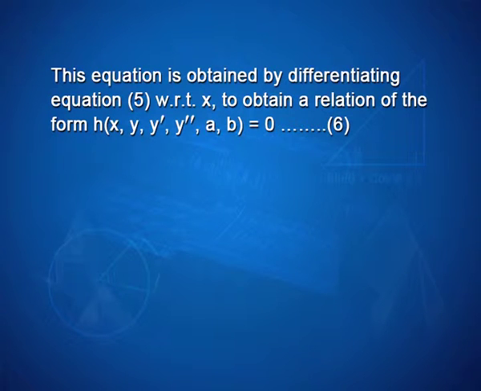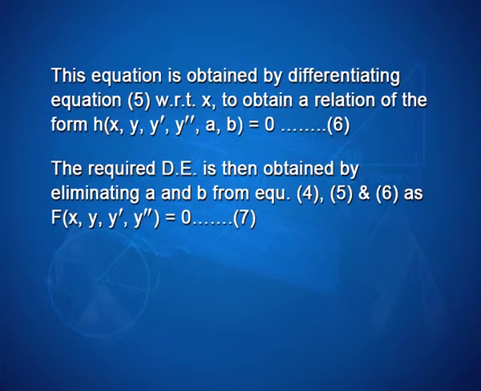This is equation 6. The required differential equation is then obtained by eliminating a and b from equations 4, 5 and 6 as F(x, y, y dash, y double dash) is equal to 0. This is equation 7. Please note that the order of the differential equation representing a family of curves is the same as the number of arbitrary constants present in the equation corresponding to the family of curves.